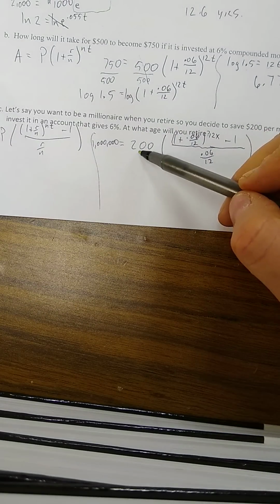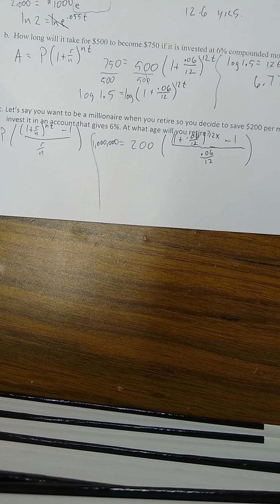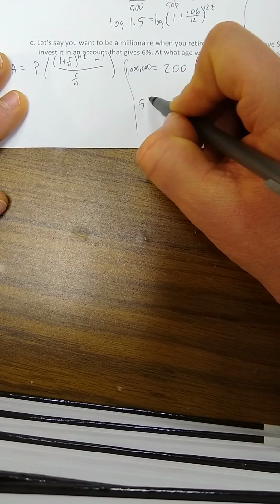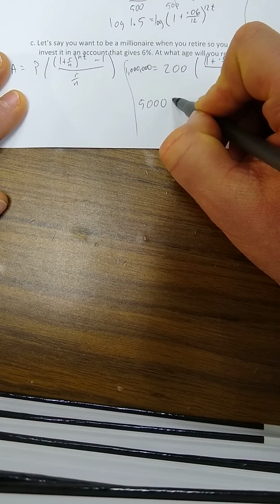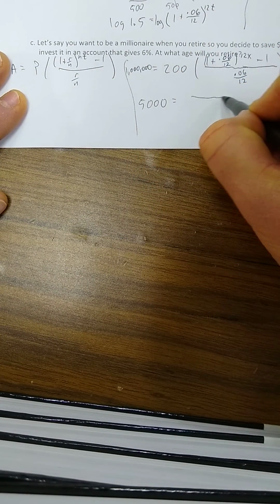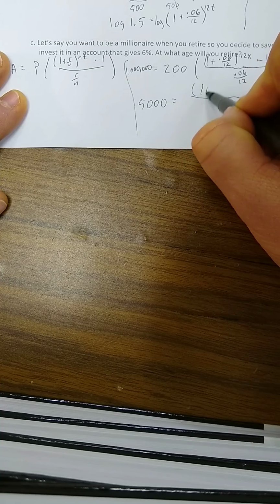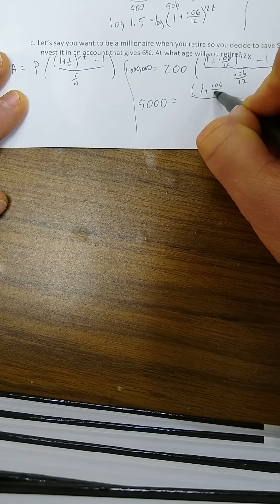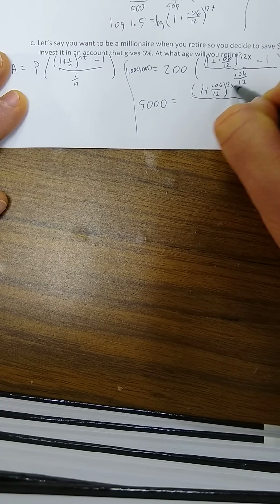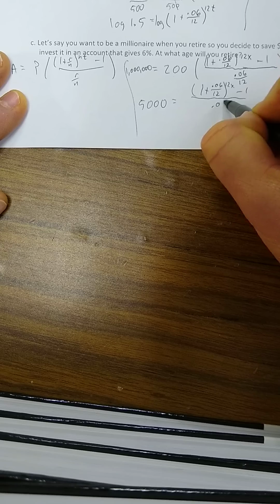The first thing I'm going to do is divide by 200 on both sides. So 1 million divided by 200 is going to be 5,000. So I have 5,000 equal to this entire fraction, (1 plus 0.06 divided by 12) to the power 12x, minus 1, over 0.06.